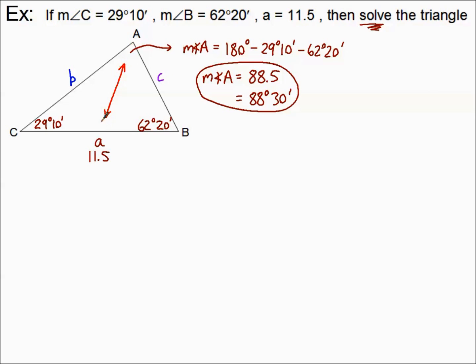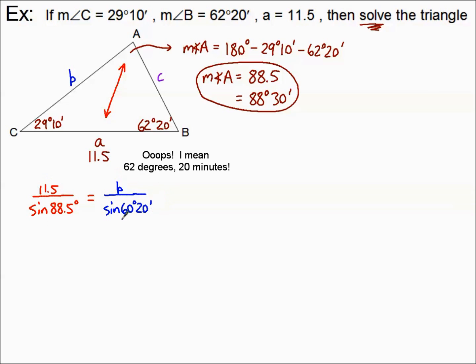I'm going to use the A ratio, side A, 11.5, divided by the sine of its angle, which in this case, because I'm going to be using the calculator, I might use 88.5 degrees just to make it easier, so I don't have to keep pushing to get 88 degrees and 30 minutes, since I know that's the same thing. I'm going to choose B first, so I'm going to set it up side B, which I don't know, divided by the sine of its angle, which is 62 degrees 20 minutes. So this is our first proportion. I have the A ratio and I've set it equal to the B ratio. The only unknown is side B.